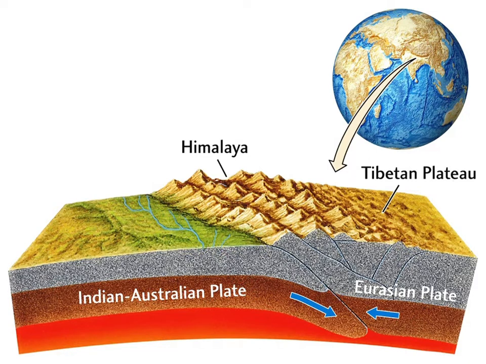Okay, so how it was formed by folding: because of these two continental plates, you see this Indo-Australian plate and Eurasian plate. When they collided, the deposits got folded and uplifted to form the Himalayas.